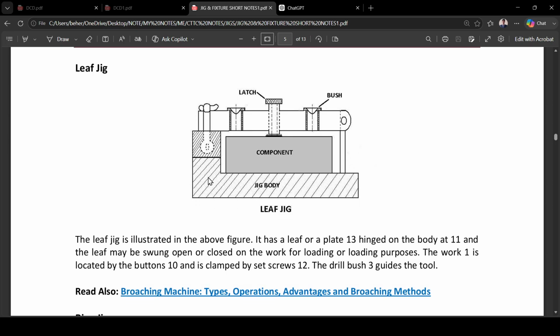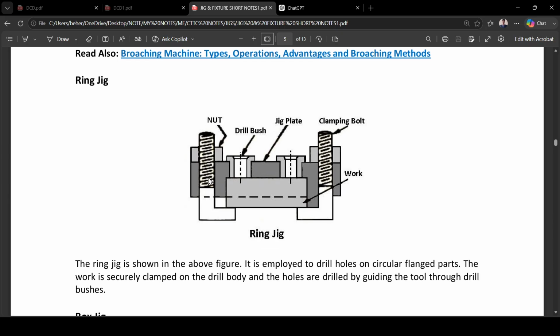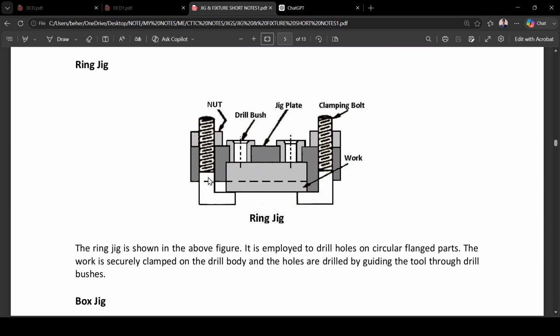Then what is ring jig? You can write and do everything.